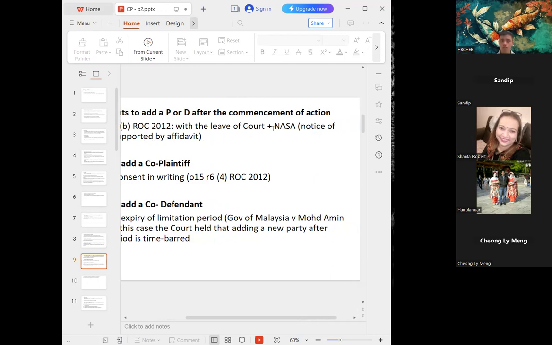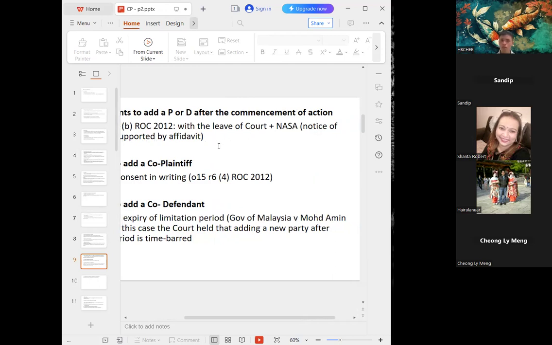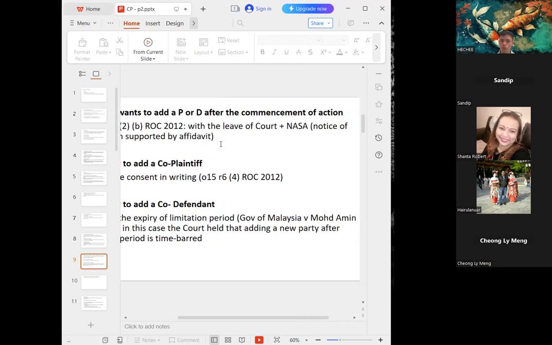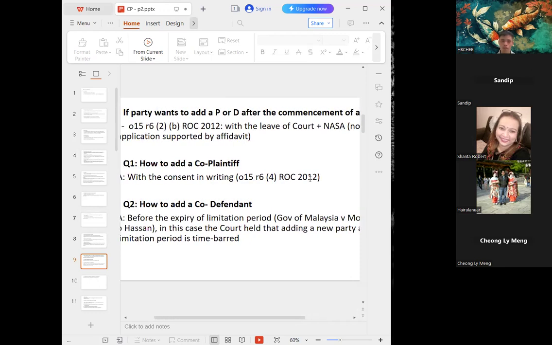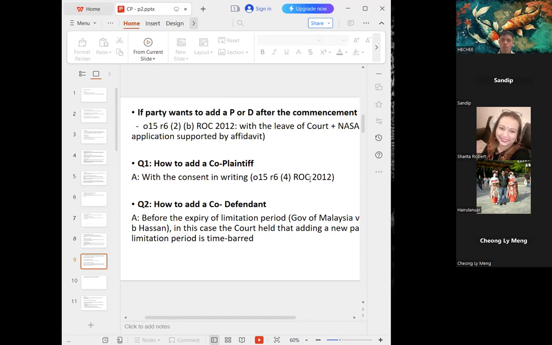So, notice of application supported by affidavit. I will use the short form NASA very frequently, because it means notice of application supported by affidavit. So how to add a co-plaintiff? It is with the consent in writing. It's given under Order 15, Rule 6, Sub 4.